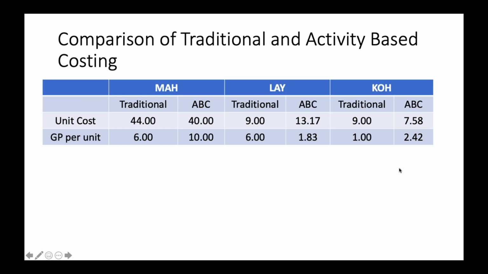So as you can see, using ABC costing, the factory overhead are more responsive to the activities that are being performed in the production of that particular product.